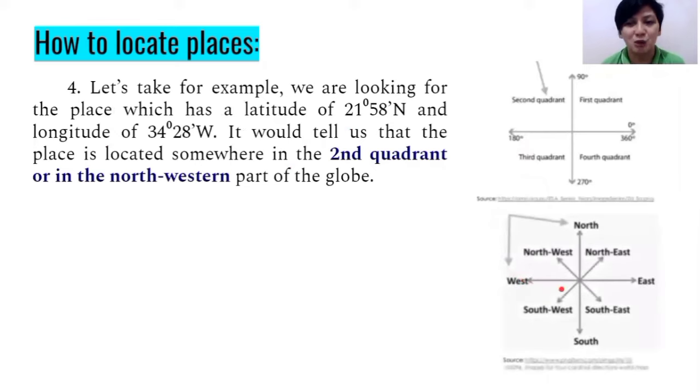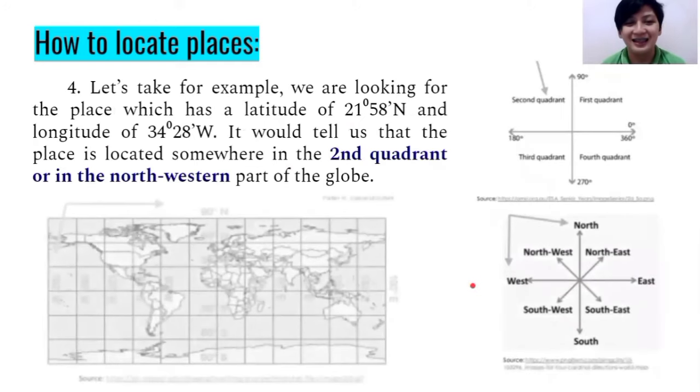Next. So if it is located at the second quadrant, therefore, it is northwest. Okay? Take down notes of this one. So if it is located at the first quadrant, that is northeast. If it is in the second quadrant, it is northwest. Third quadrant, southwest. Fourth quadrant, southeast.